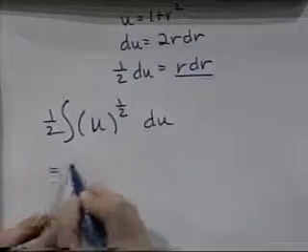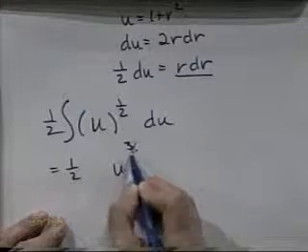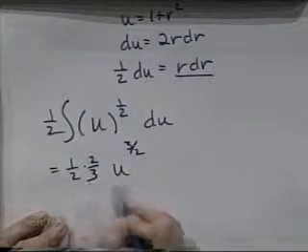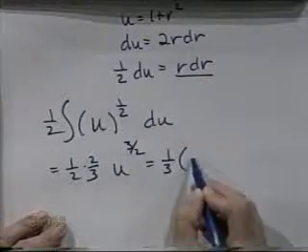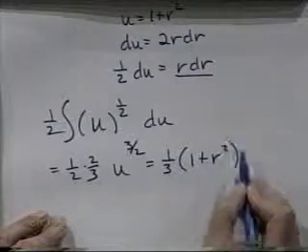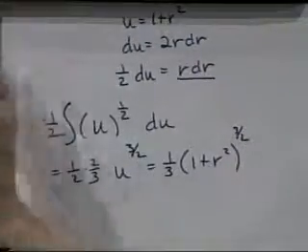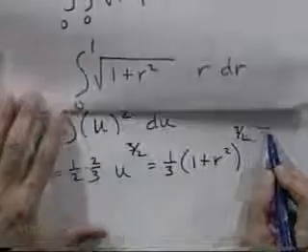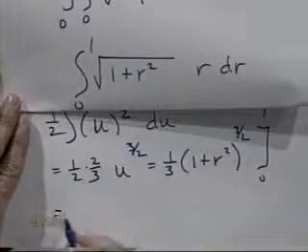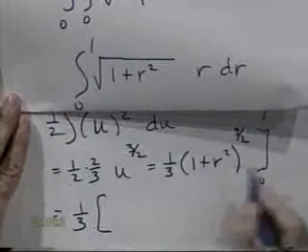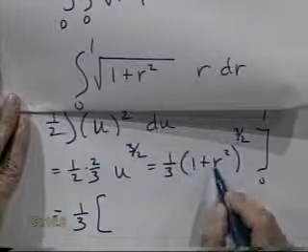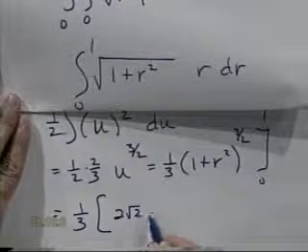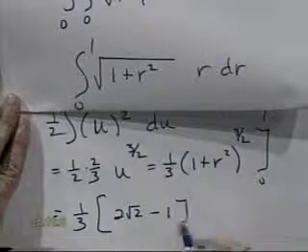And so this is going to give me 1/2 u to the 3/2. Dividing by 3/2 is the same as multiplying by 2/3. So I have 1/3 times 1 plus r squared to the 3/2. And that inner integral went from 0 to 1. So this is equal to 1/3 times, you pop in a 1, 1 plus 1 is 2, so it's 2 root 2. Pop in a 0 and you get minus 1.